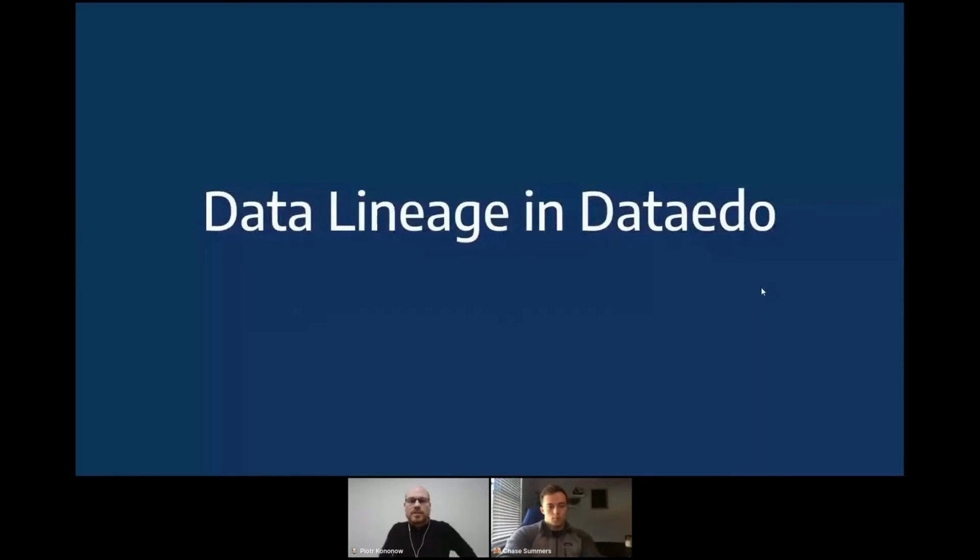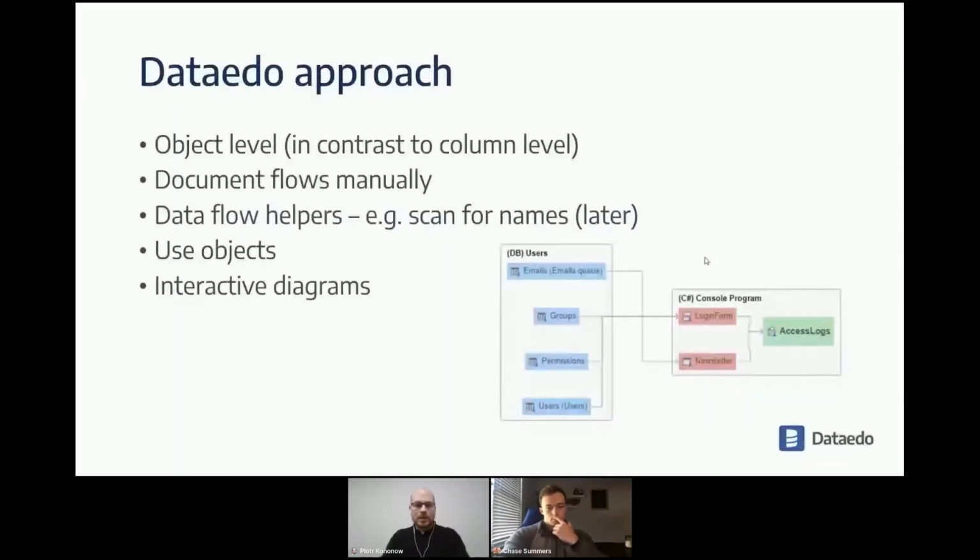Okay, so let's talk about data lineage in Dataedo specifically. That was the theory. Our approach: in the last release, we allow you to document data flows manually on the object level. So you can show through which tables, procedures and other elements, files, this data flows. In the future, we will be shipping some data flow helpers. That's what we called them.